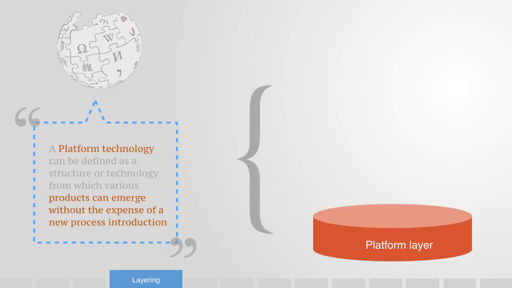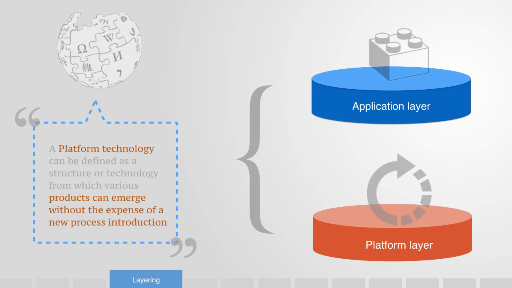According to our friend Wikipedia, a platform technology can be defined as a structure or technology from which various products can emerge without the expense of a new process introduction. In order to achieve this, our system needs to be architected to have two fundamentally different levels. That is, it must have a platform providing the basic services that can be combined into different configurations on the application layer to deliver various instances of the technology to the end user.